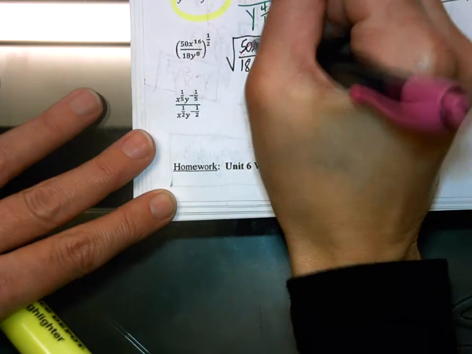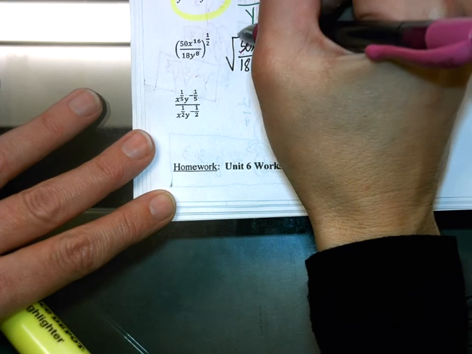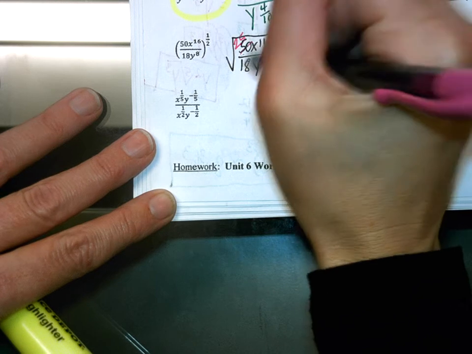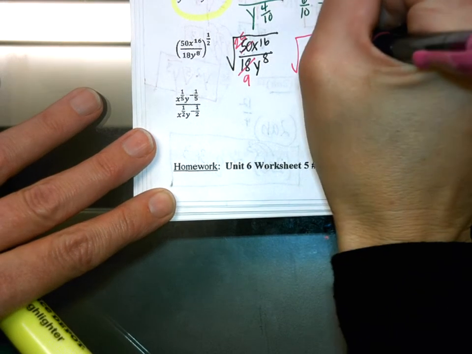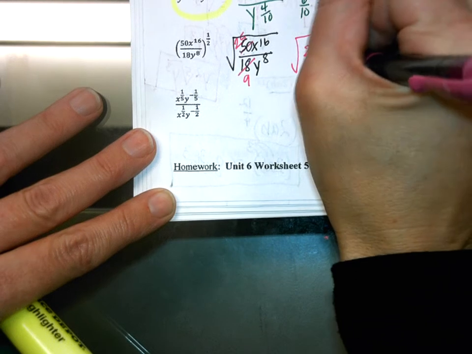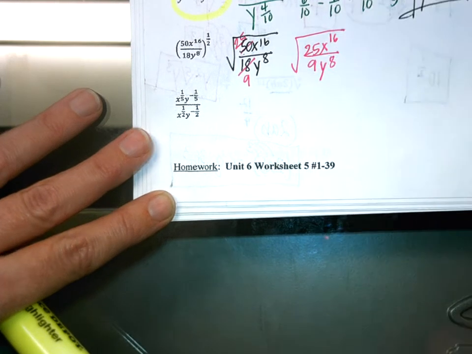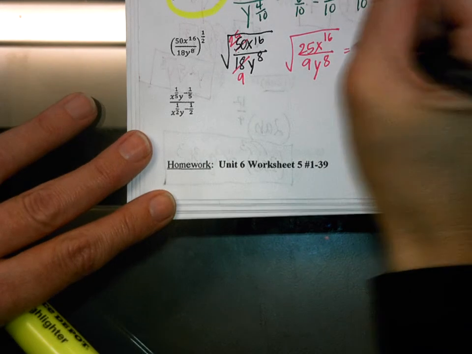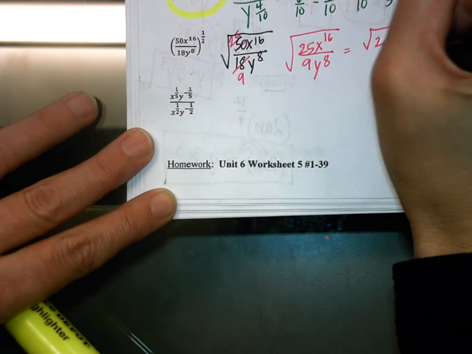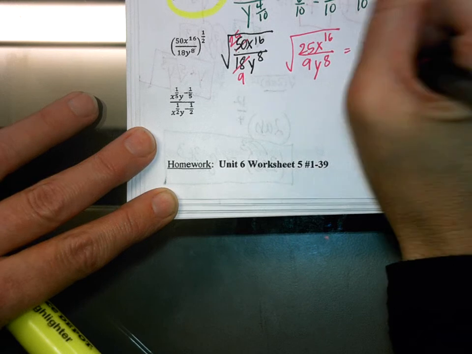50 divided by 2 is? 18 divided by 2 is? 9. So now I have 25x to the 16th over 9y to the 8th. Okay. Also remember that this is the same thing as the square root of 25x to the 16th over the square root of 9y to the 8th.